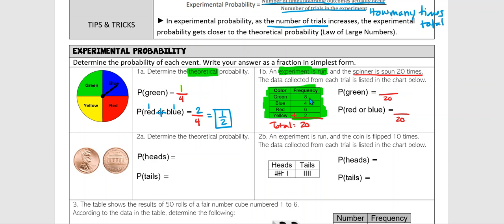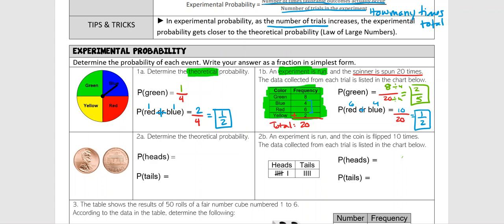Now if I look at the data, I can see that I got green 8 times. And we reduce this, we can divide each of these by 4. So now we have 2 over 5 for the experimental probability of green. And then red or blue, we have 6 reds and 4 blues, just pulling that right from the table here. That's 10 out of 20, which is 1/2. So if we wanted to compare, we can see that the theoretical and experimental probabilities of red or blue worked out to be the same, but probability of getting green worked out slightly differently.